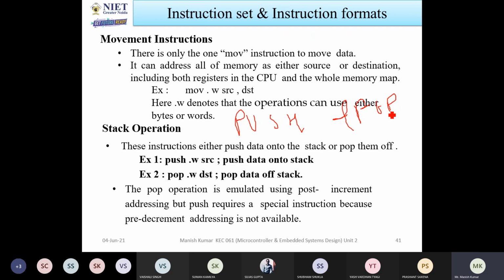So I already told you, with the help of a stack operation, you are going to store the data into the memory, or you can retrieve the data from the memory. So whenever you are going to store the data in memory, you remember you always store at the top of a stack. If you are storing at the top of a stack, it means that you can easily remove the data.